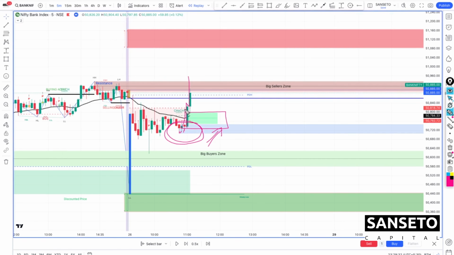And this is a fair value gap. As I told you, fair value gap means this is giving an imbalance. Big players are entering into this place. Okay, now the first target is done, big seller zone. As I told you, the second target, this will be our second target. Okay, let's see.